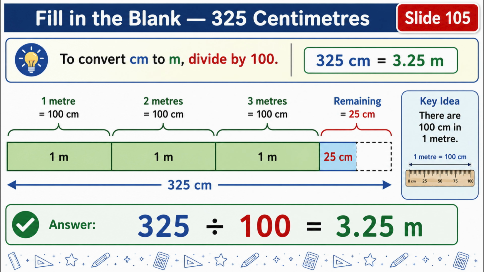Fill in the blank. 325 centimeters. To convert centimeters into meters, divide by 100. 325 divided by 100 equals 3.25. So 325 centimeters equals 3.25 meters.